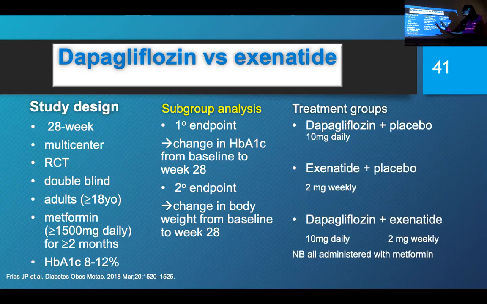So the study was a 28-week multi-center study, also double-blind, where adults 18 years and older were included, and they were maintained on metformin more than 1,500 milligrams daily for more than 2 months. Their estimated hemoglobin level was 8 to 12%. Treatment: they were randomized to dapagliflozin 10 milligrams once daily plus placebo, or exenatide plus placebo, or dapagliflozin plus exenatide. Now, exenatide is a GLP-1 agonist.